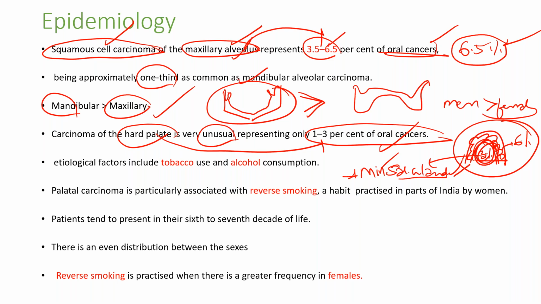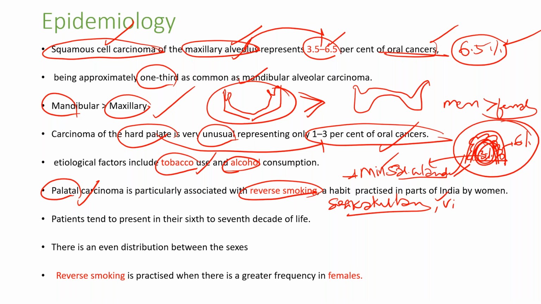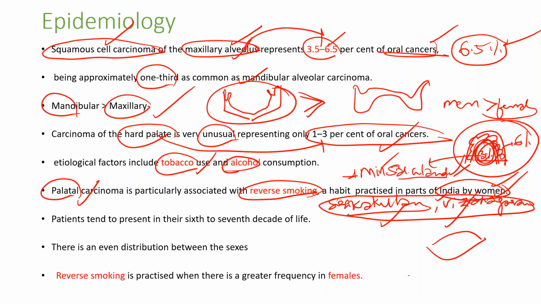Palatal carcinoma is particularly associated with reverse smoking. If you take tobacco and alcohol, I already told you. Reverse smoking is especially seen in the Srikakulam and Vijayanagaram districts of Andhra Pradesh. Of course, it's not given in the textbook, but it is a known fact. It is more common especially in Indian women in coastal Andhra, the Srikakulam and Vijayanagaram region. They have the habit of reverse smoking. They put the lighting end of the cigarette inside the mouth. Ulta smoking, reverse smoking.